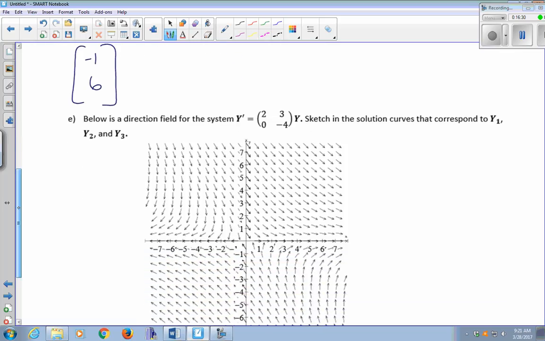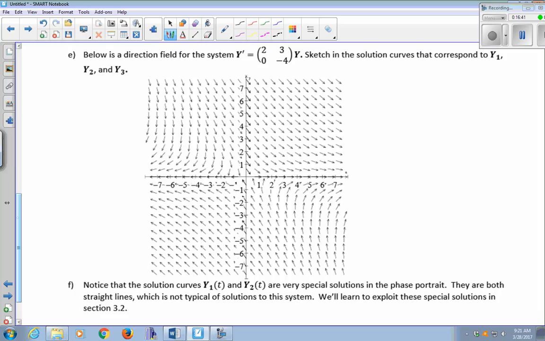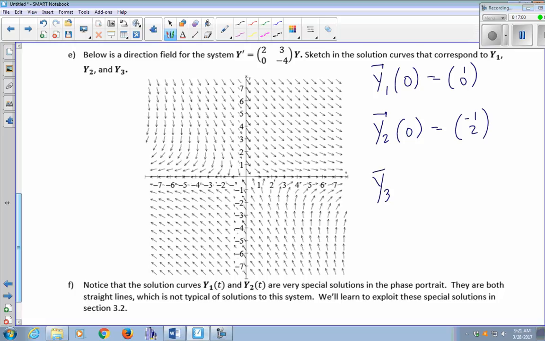All right, so I used a computer program to make a direction field for this system that we've been working on. I want to sketch in the solution curves that correspond to y1, y2, and y3. In order to sketch in a solution curve, you need an initial value. You need a place to start drawing. And we calculated those along the way. So y1 of 0 was 1, 0. y2 of 0 was negative 1, 2. And y3 of 0 was negative 1, 6.